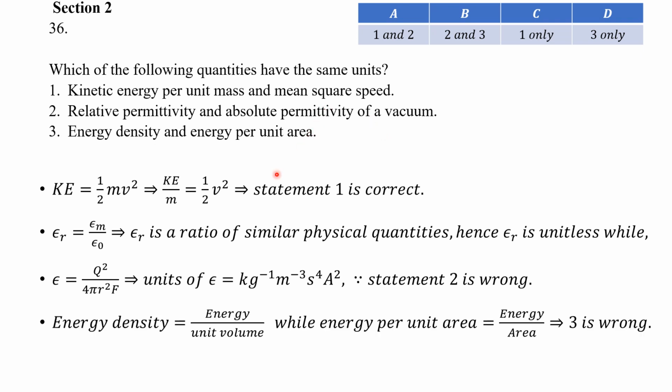Then statement 3 says energy density and energy per unit area. Of course, you can clearly see that that's wrong. Energy per unit volume and energy per unit area cannot have the same unit. So statement 3 is off. So our answer is C, which is basically 1 only.